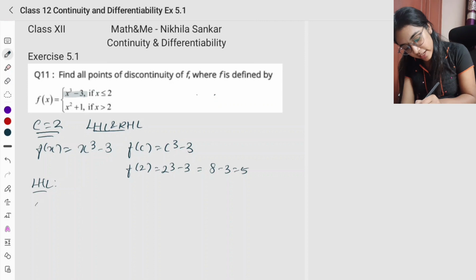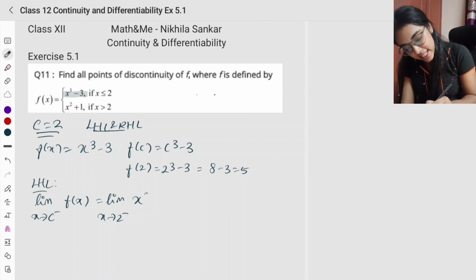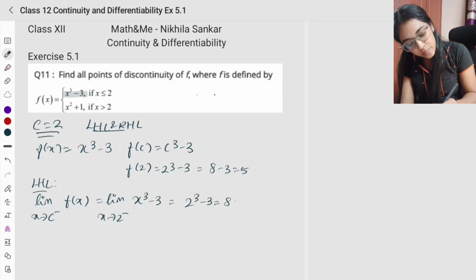So what is my left hand limit? Left hand limit is limit x tends to c minus of f of x, which is going to be limit x tends to c minus na 2 minus, 2 minus na less than case enna irukku x cube minus 3. So when I substitute the value, I'll have 2 cube minus 3 which is 8 minus 3, 5. This left hand limit. Ipo right hand limit enna agum?